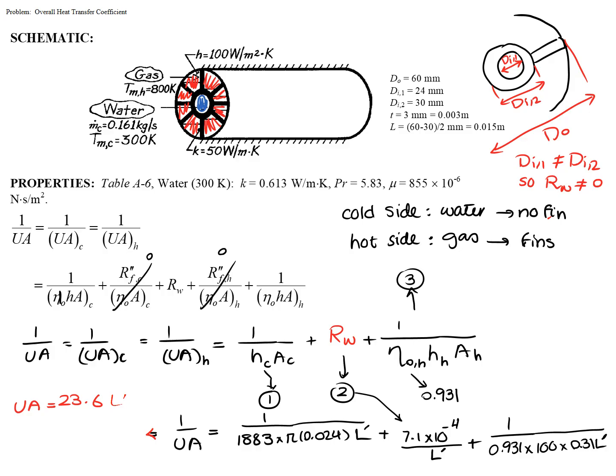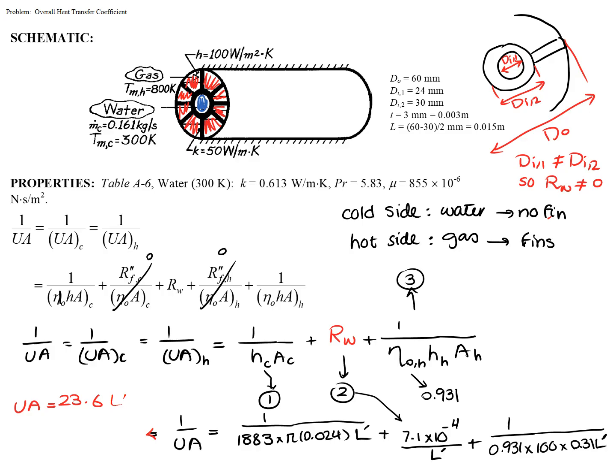Your area on the cold side would be pi times the diameter of this cold side, which is 24 millimeters, which is 0.024, and then L prime is the length, or the assumed length of the tube. We don't know the length yet. So that's how I would set up my first term. The second term, or number 2 there, is the resistance through the wall of the tube.